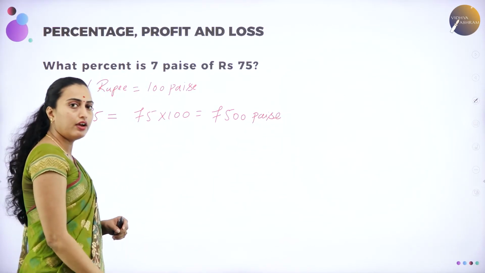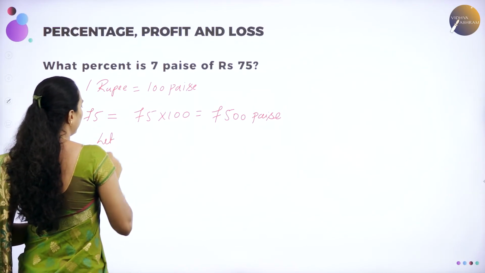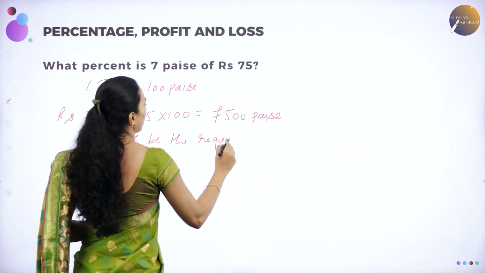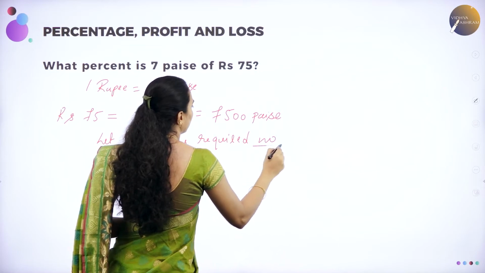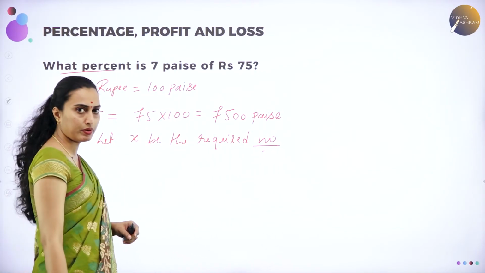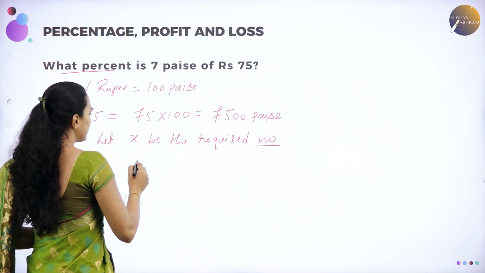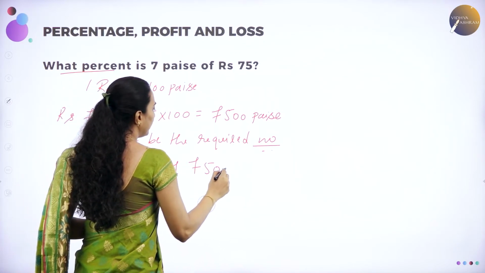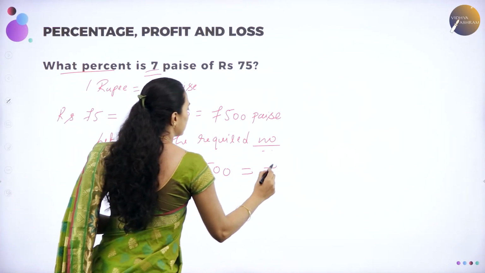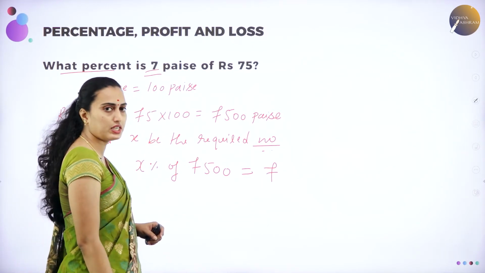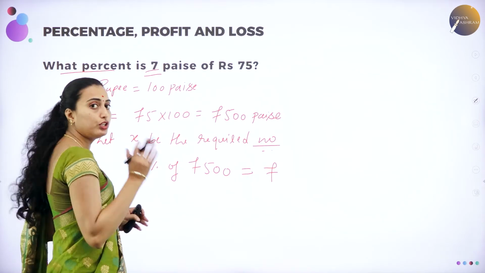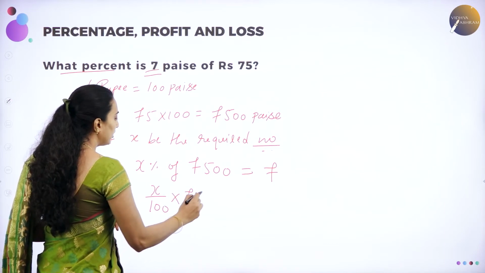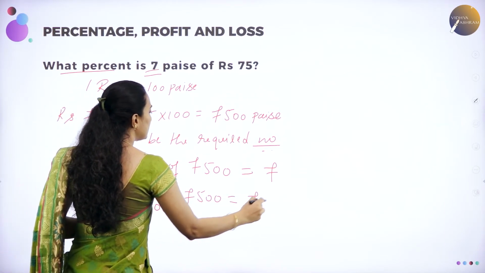Correct? Now let x be the required number, because they have asked what percentage is 7 paisa. Therefore, x percentage of 7,500. They have given it as 7 paisa. So that is why we have converted rupees 75 to 7,500. You can write it as x percentage means x divided by 100 of 7,500 is equal to 7 paisa.